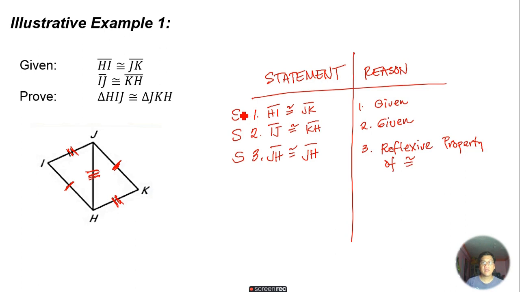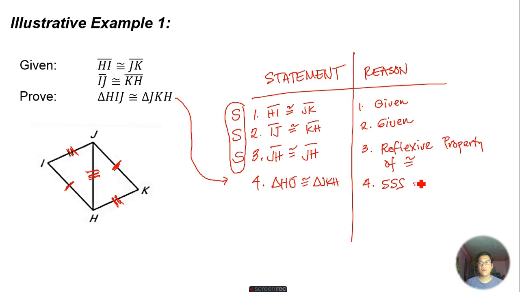Now, we are already complete. SSS. Because the congruence postulate is completed with the three sides that are congruent, we can now write the proof statement. Triangle HIJ is congruent to triangle JKH. Now, what will be our reason? The reason is the SSS congruence postulate.